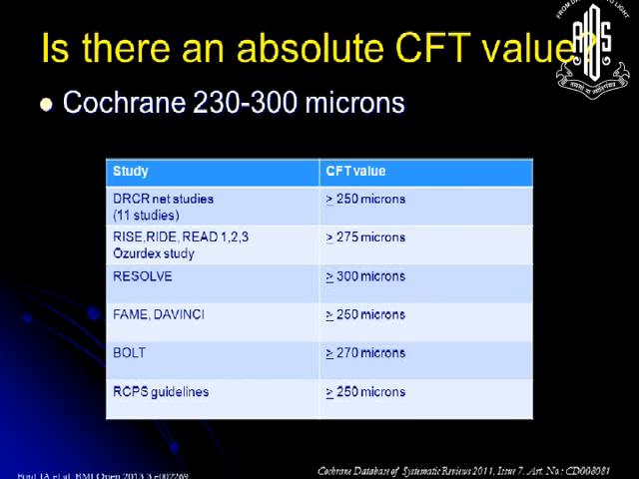A recent Cochrane review looked at this, and they suggested that anything between 200 and 300 microns, anything above it, can be considered significant. So that means we don't have an absolute CFT value as of now, beyond which we can say that this is a significant thickening.